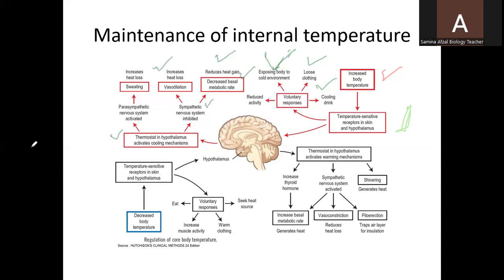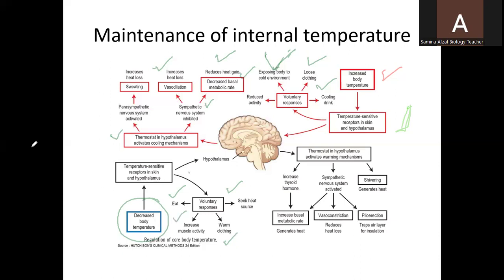It will go back to the set point if there is an increase. But on the other hand, if there is a decrease in the body temperature, what will happen? First of all, the voluntary responses: we will eat more to get heat, and we will seek a heat source. That means we can make use of a heater or any other warm room or warm clothing. We will wear warm clothes, and we will increase muscle activity and start movement.